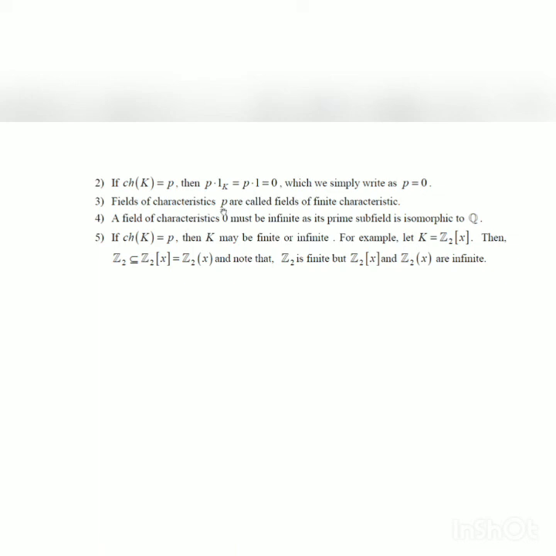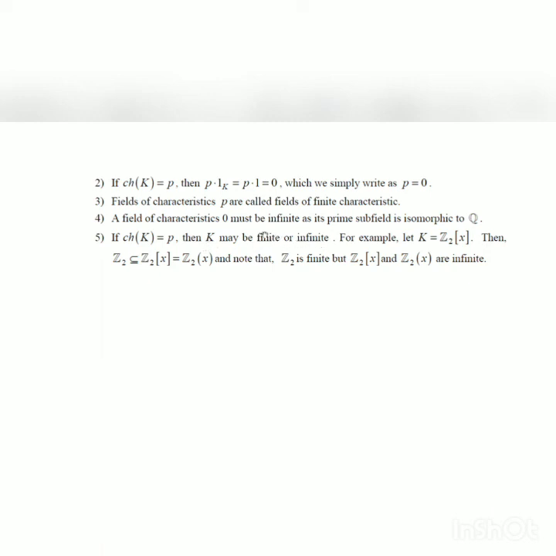And the fields of characteristic P are finite fields, or fields of finite characteristic. And those fields whose characteristic is 0 must be infinite, because the smallest field itself is isomorphic to Q. Therefore, such a field must be an infinite field. And suppose the characteristic of a field is a prime number, then the field may not be infinite or finite. It depends. It may be finite or it may be infinite.